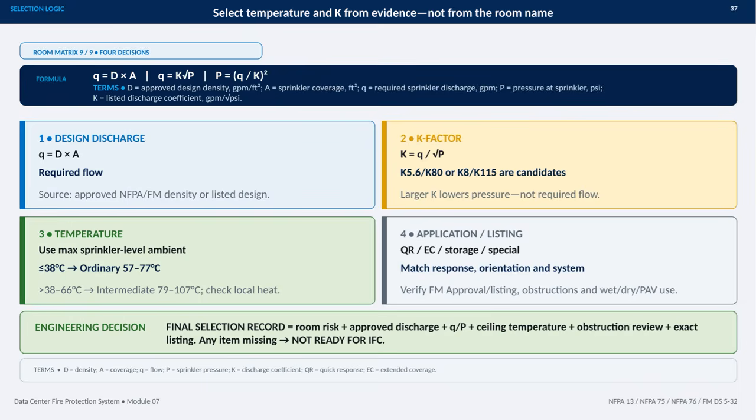Third, use the maximum ambient temperature at sprinkler level. Up to 38 degrees Celsius generally points to ordinary temperature sprinklers. Above 38 through 66 degrees, intermediate temperature may be needed, with local heat conditions checked. Finally, confirm the application and listing, including quick response, extended coverage, storage, or special applications. Match response, orientation, system type, and approved use while reviewing obstructions. The selection is not ready for IFC until the record includes room risk, approved discharge, flow and pressure, ceiling temperature, obstruction review, and the exact listing.